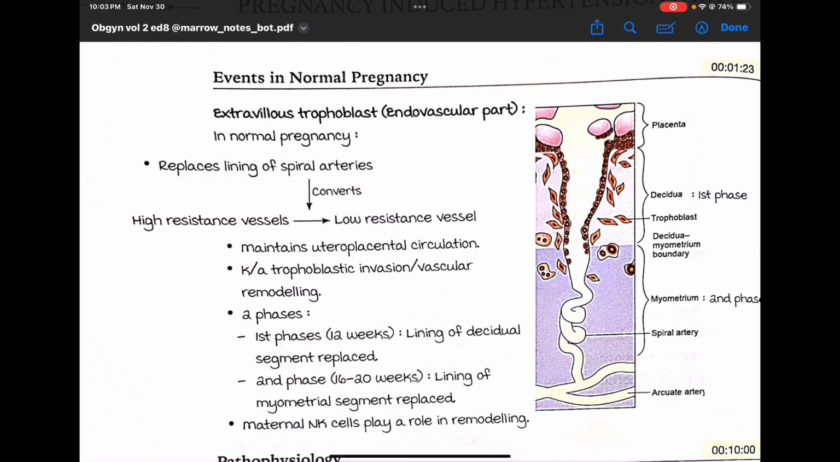There are two phases. The first phase is at 12 weeks, when the lining of the decidual segment is replaced. The second phase is at 16 to 20 weeks, when the lining of the myometrial segment is replaced. Maternal NK cells play a role in remodeling. This is the placenta, this is the decidua, this is the myometrium, arcuate artery, spiral artery, trophoblast.